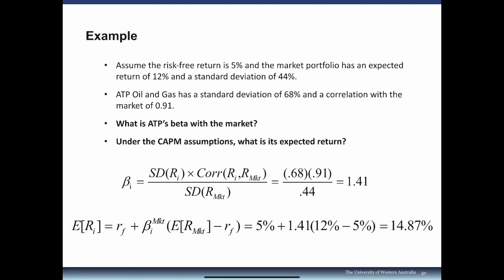And what is the individual stock risk premium? What is the risk premium for ATP? That will be 14.87 minus 5%. You can think about that as just the excess return over the risk-free rate. So that will be 9.87% for the risk premium of ATP, okay?